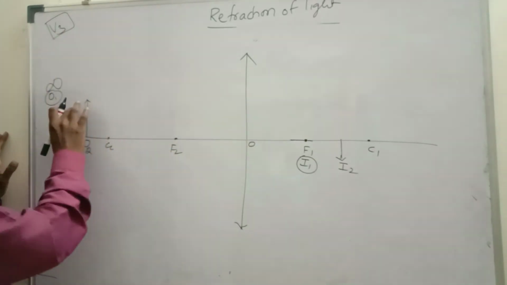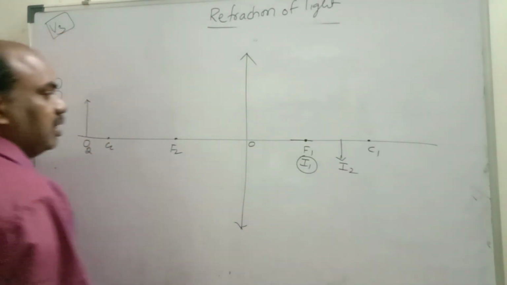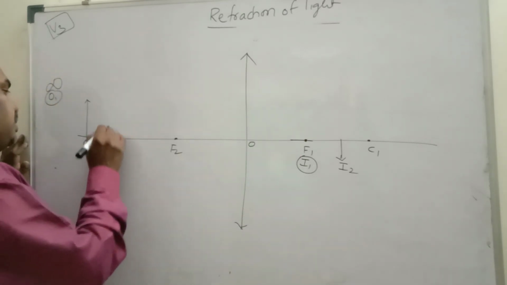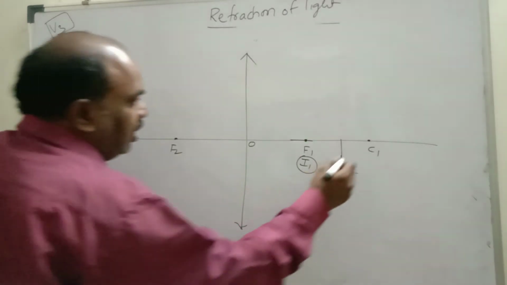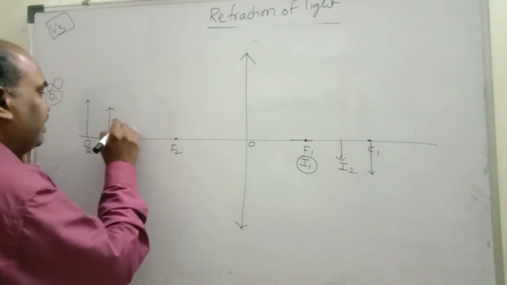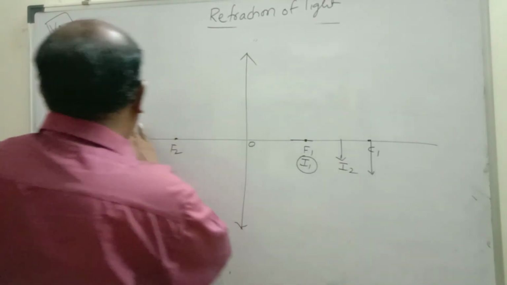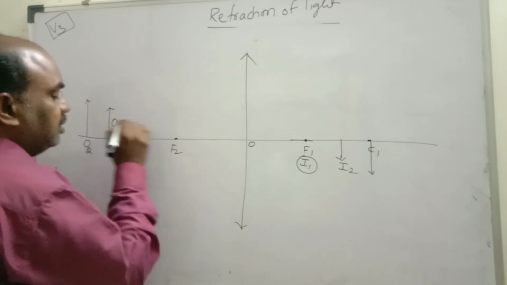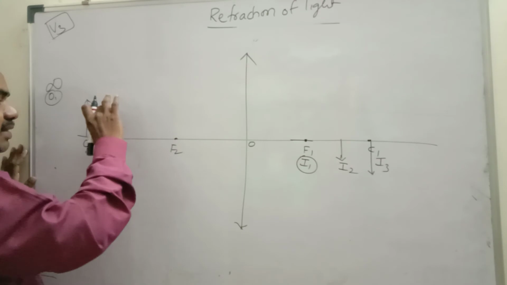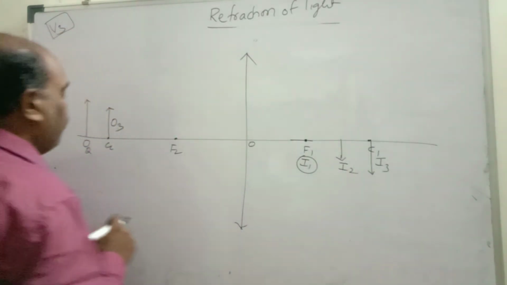If the object is beyond C, the image forms between F and C2, F1 and C1. If you place the object at C2, the image forms at C1. This is I3, image 3. This is object 3, this is image 3. Real, inverted, same size. This size is equal to this size.